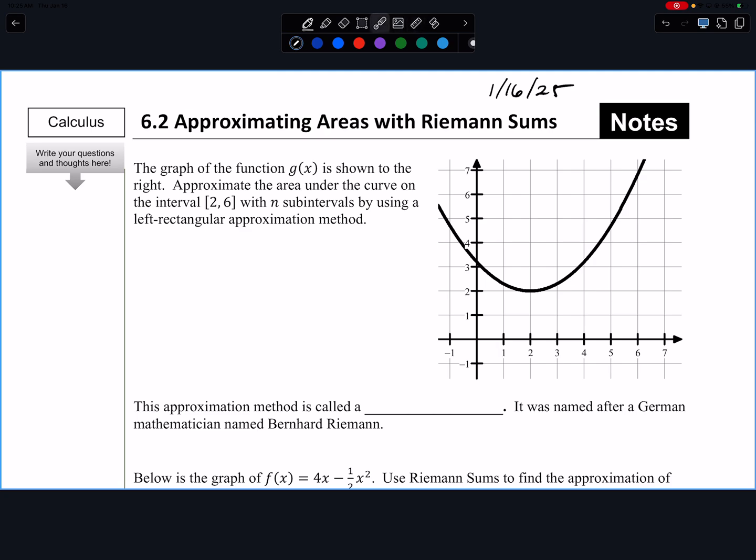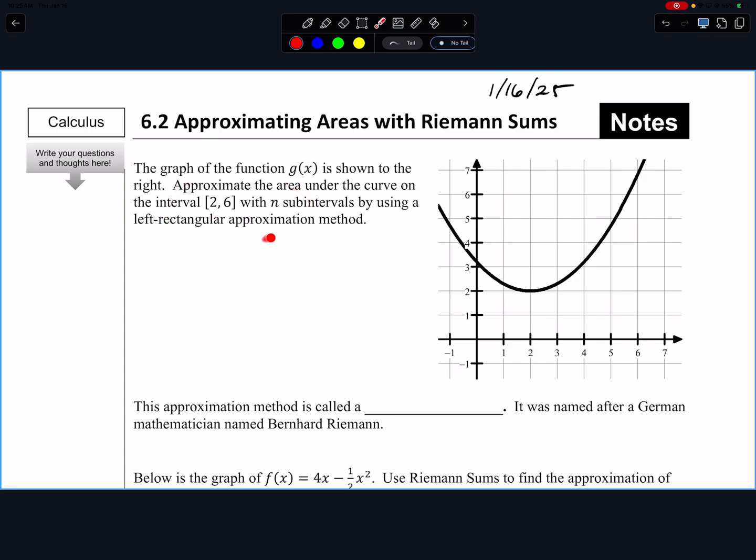So what the writing says is the graph of the function g of x is shown to the right. We want to approximate the area under the curve on the interval 2 to 6 with n sub-intervals by using a left rectangular approximation method. Okay, so in this section, you will learn what that means.